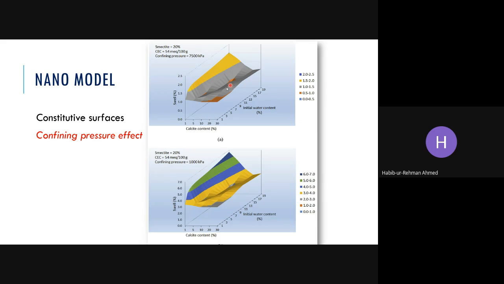You can see the constitutive surfaces created by this model at a confining pressure of 1000 kPa and a confining pressure of 7500 kPa. And this is very much used for the oil exploration, or we call it shale gas or shale oil exploration, where we have shale present over there. So we use this model to predict the swelling behavior of the shale present at several kilometers depth at a very high confining pressure, say 7500 kPa. And it very, very closely predicted the behavior of those samples.